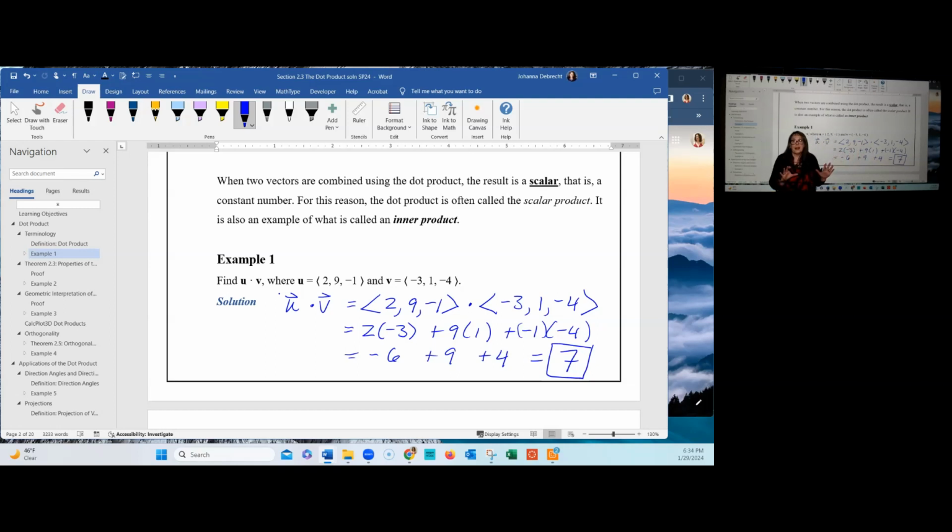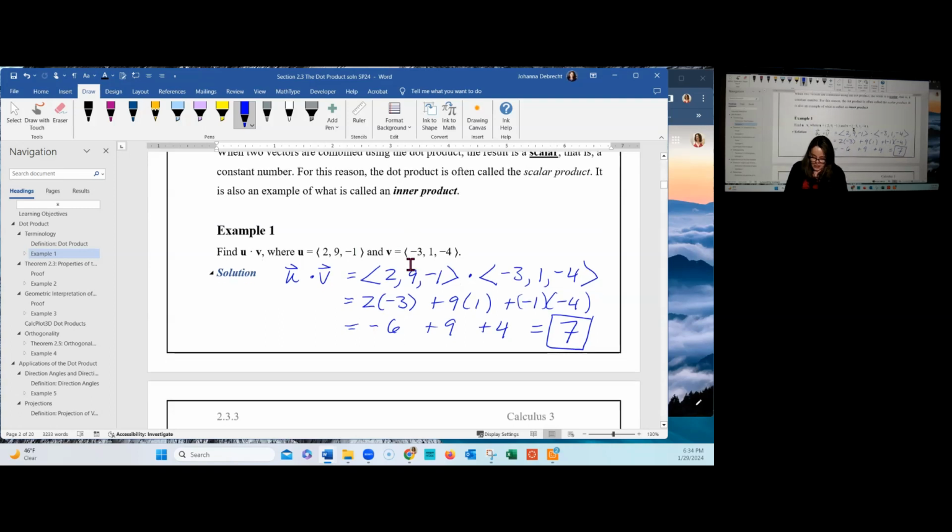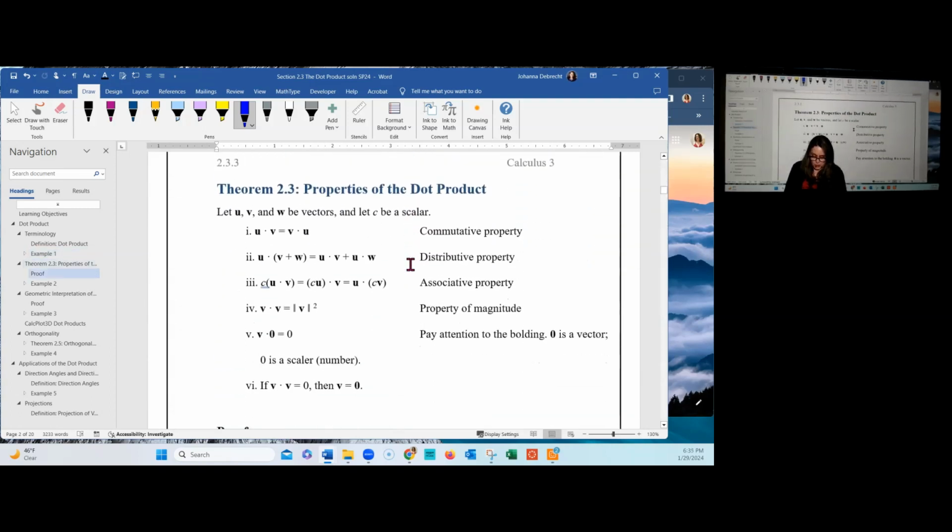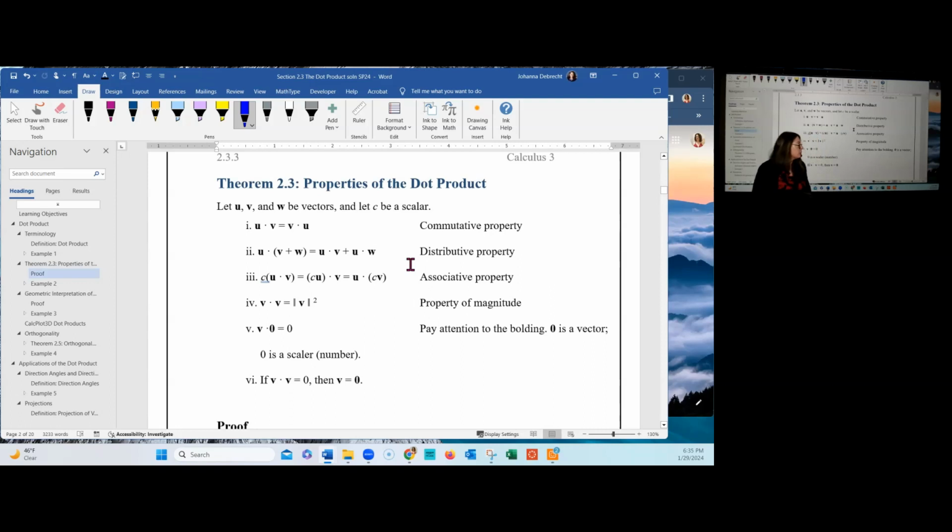Now, I know you're probably going, what is the dot product like in the real world? We'll get to that. But for now, we're just going to go through the motions of computing it, all right? It's also an example of what's called an inner product, which you might see when you get to linear algebra. Now, let's talk about the properties of the dot product. It is a type of multiplication of two vectors, but it's not the only one. There are other types of multiplication of vectors. So it's very important that you put the dot so you know which type you're using.